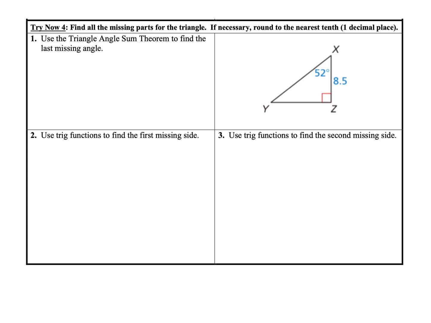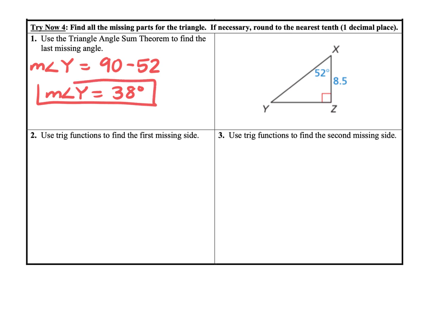Similar to the last problem, we have one side and one angle. So the first thing I'm going to do is find the last missing angle, which is angle Y. So the measure of angle Y is going to just be 90 subtract 52. In a right triangle, the two acute angles always add to 90 degrees. And when we subtract 52 from 90, we get 38. So the measure of angle Y is 38 degrees.